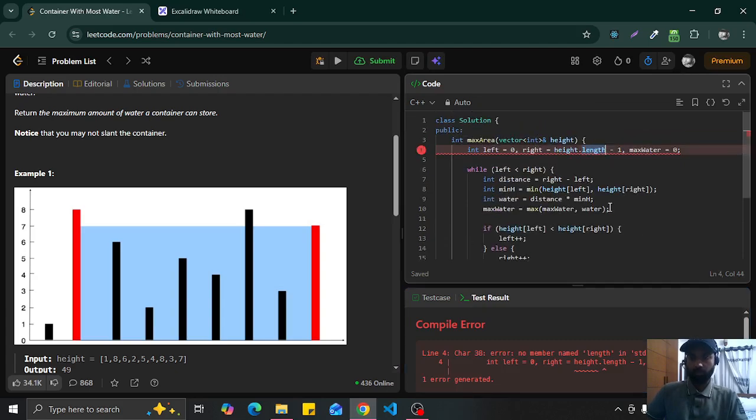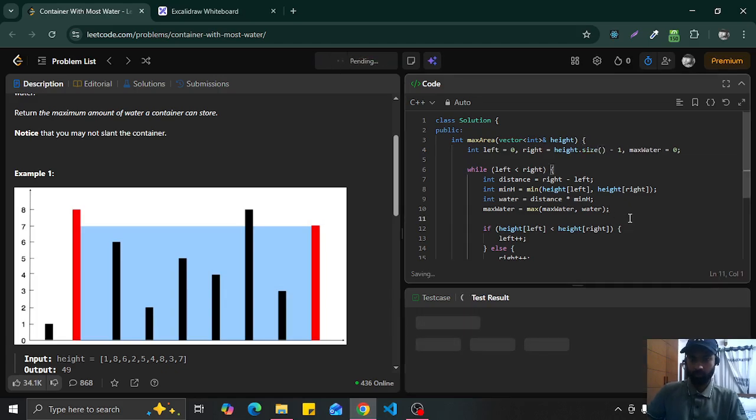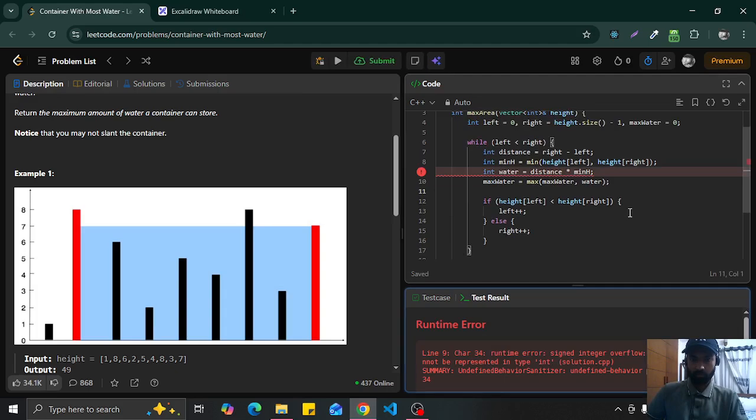Okay, it didn't, because I messed up. It's going to be size. Now it should work. It didn't. Why is that? Distance into min height. Type int.